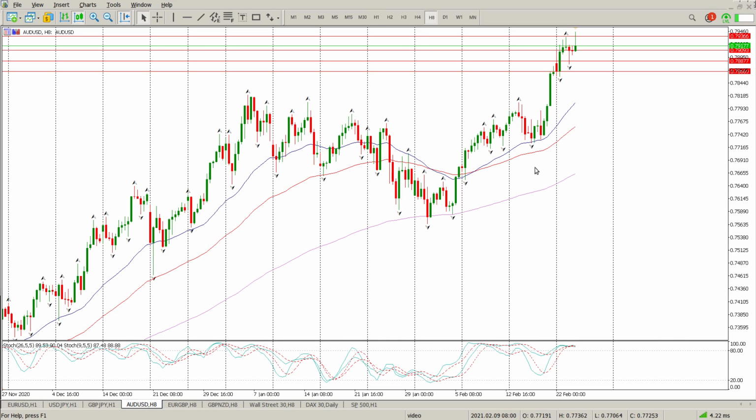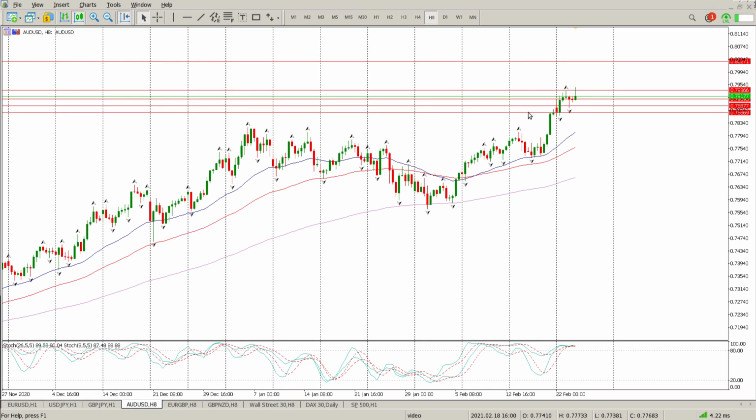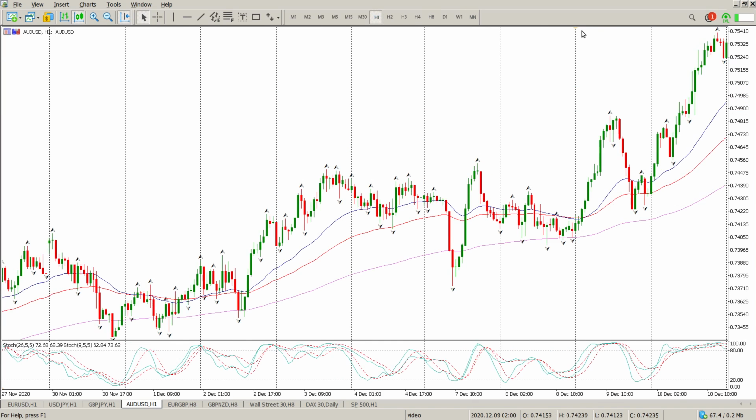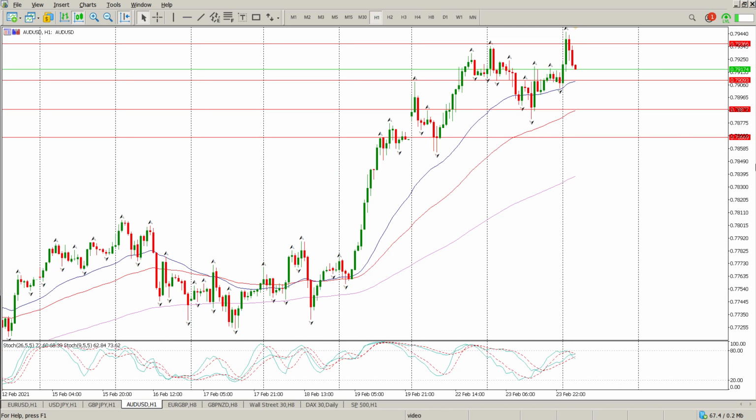Aussie dollar, US dollar, total confusion continues. You can see the last couple of 8 hours, 1, 2, 3, 4, 5. For the last 5 bars, it's been big up, big down, big up, big down, big confusion. There's nothing really on offer there.